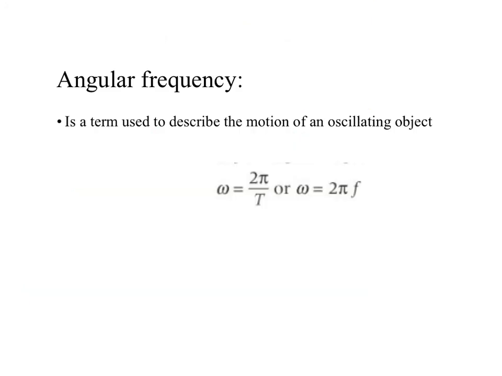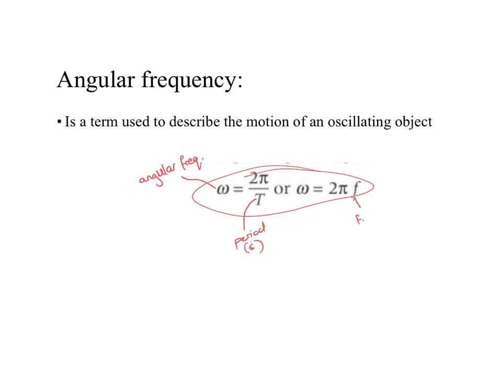Okay, so this is the last definition that you do need to know. Angular frequency is what we use to describe the motion of an oscillating object, and it's basically the equation that we have already seen in circular motion. So that's angular frequency, and this is a period, which is always in seconds, or frequency, which is always measured in hertz.